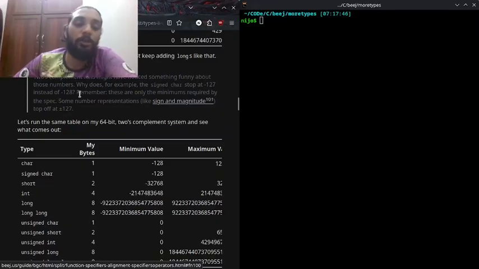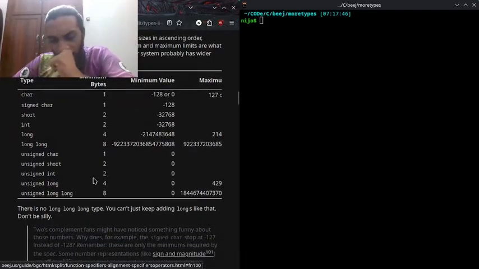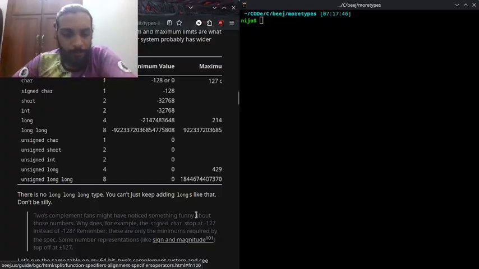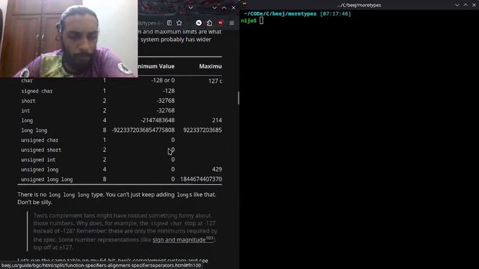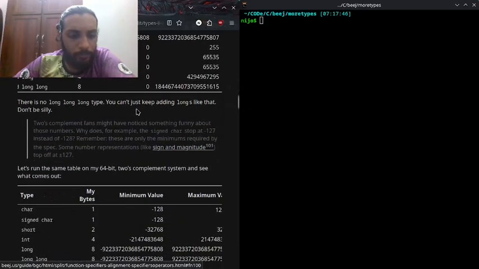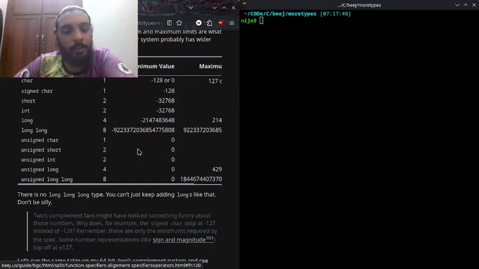Two's complement fans might have noticed something funny about those numbers. Why does, for example, the signed char stop at minus 127 instead of minus 128? Oh yeah, because it's 2 raised to n minus 1, right? Remember, these are only the minimums required by the spec. Some number representations, like sign-magnitude, can't represent minus 128.